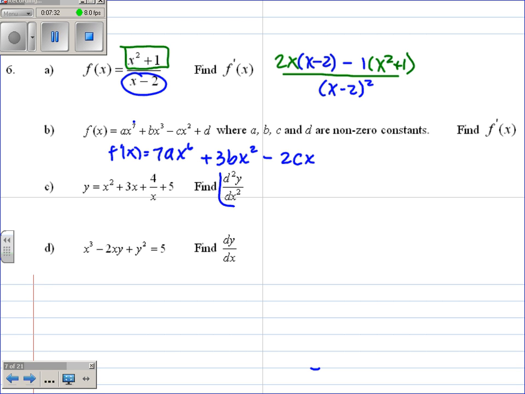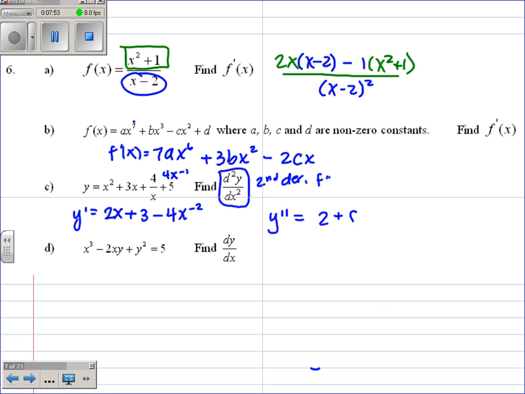Alright, this means second derivative. That's all it means, that double prime. So we take the derivative one time, we get 2x plus 3 minus 4x to the negative 2. If you rewrite this as 4x to the negative 1, negative 4, and then lower this by 1. So then y double prime would be 2 plus 8x to the negative 3, which is 2 plus 8 over x cubed.